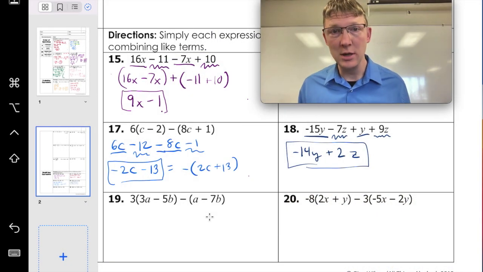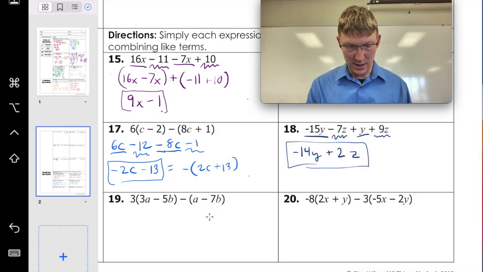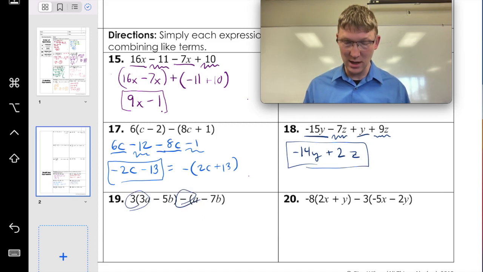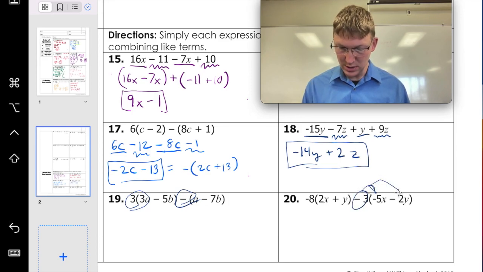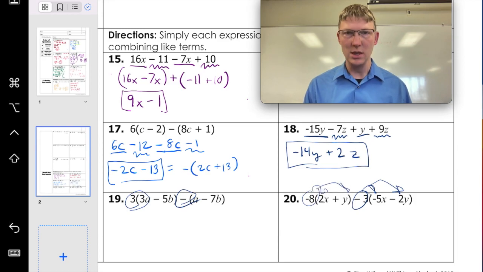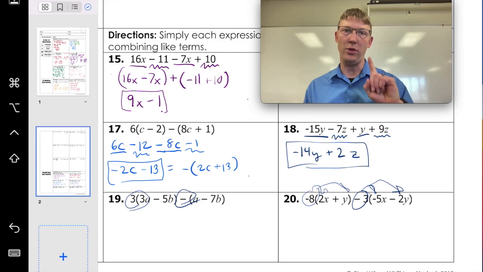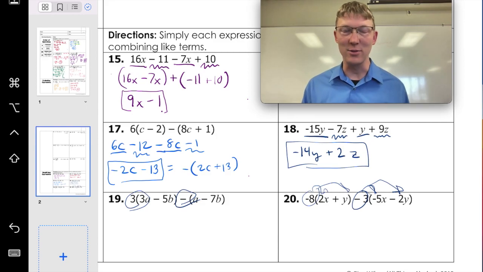So these last two I'm going to let you guys try yourselves. Again, you're just distributing this 3. Don't forget about your negative sign to distribute that as well. And same thing over here. You're going to distribute that -3 to both numbers, distribute the -8 to both numbers, and you'll be good to go. You can do it. I have faith in you. I'll see you in class.